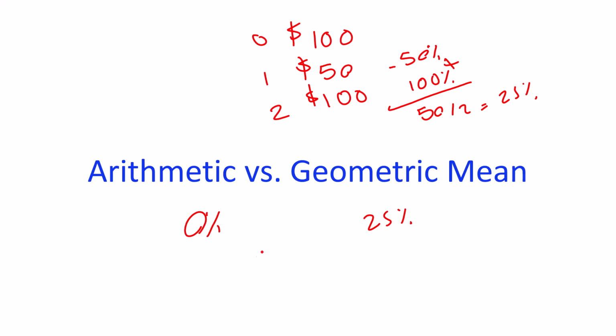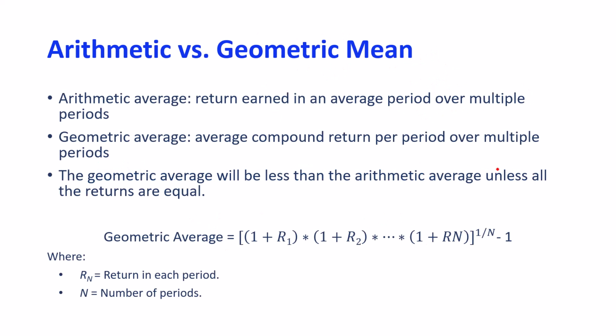The 0% rate of return is your geometric average rate of return, and the 25% is your arithmetic average rate of return. So what are these? The arithmetic average is the return earned in an average period over multiple periods. So in other words, what you earned in a typical year over this period. On the other hand, the geometric average is the average compound rate of return per period over multiple periods. So what you actually earned per year compounded annually. The geometric average will be less than the arithmetic average unless all returns are equal.